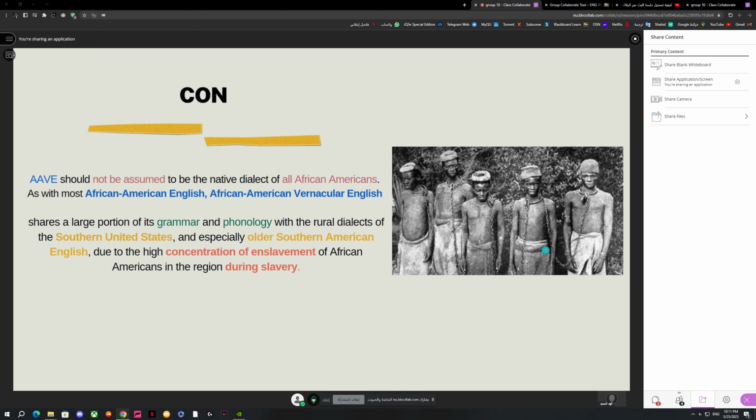African American Vernacular English should not be assumed to be the native dialect of all African Americans. African American English and African American Vernacular English share a large portion of their grammar and phonology with the rural dialects of the southern United States, especially older Southern American English, due to the high concentration of enslavement of African Americans in the region during slavery.